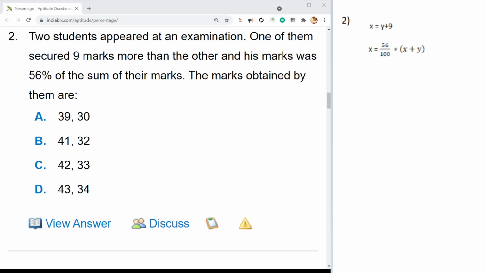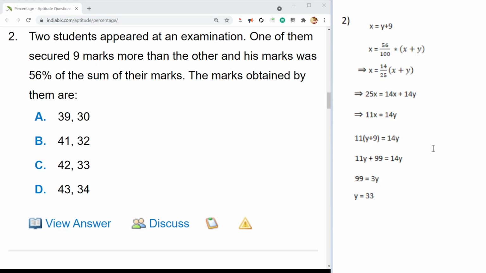If you simplify this equation, x equals 14 by 25 into x plus y. 25x is equal to 14x plus 14y. 25 minus 14x, that is 11x equals 14y. If you substitute x equals y plus 9 in this equation, 11x is equal to 14y, then 11 into y plus 9 equals 14y. 11y plus 99 is equal to 14y. 99 is equal to 14y minus 11y, that is 3y. y equals 33.